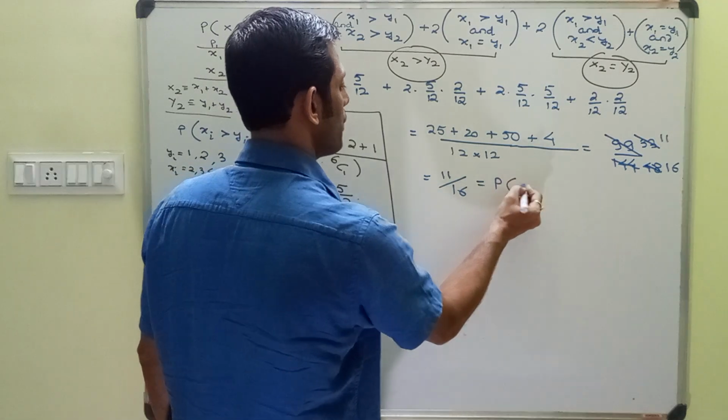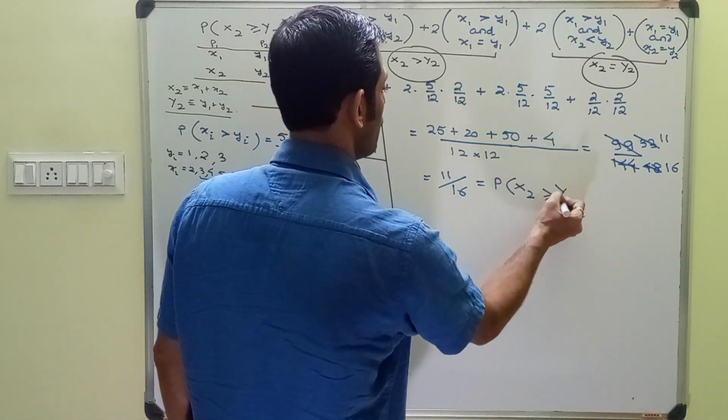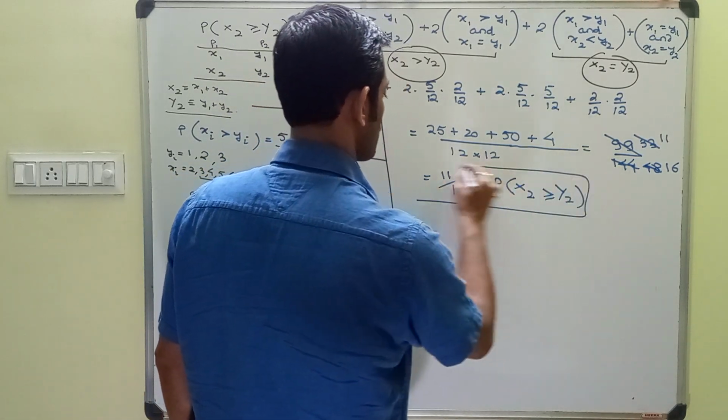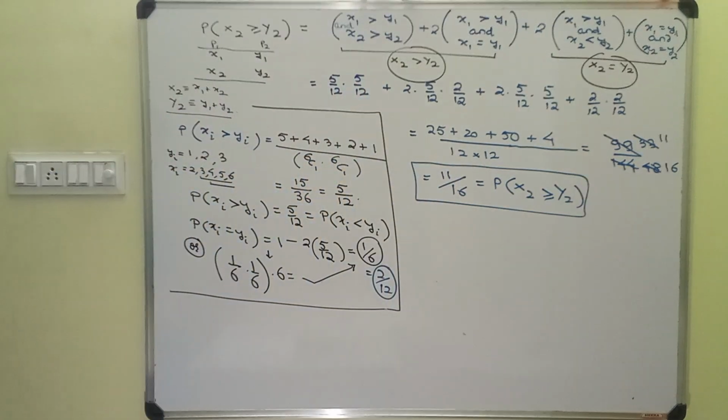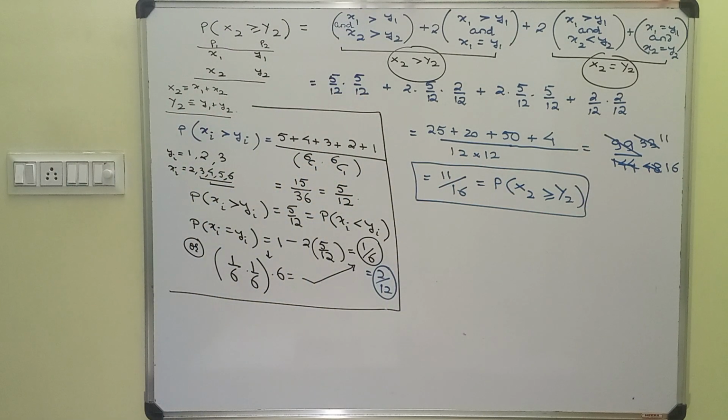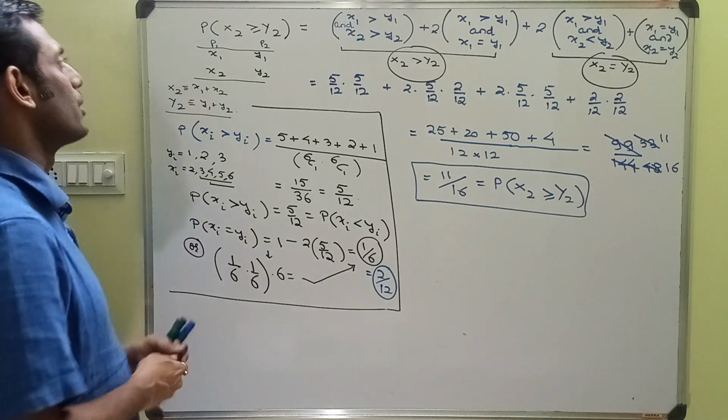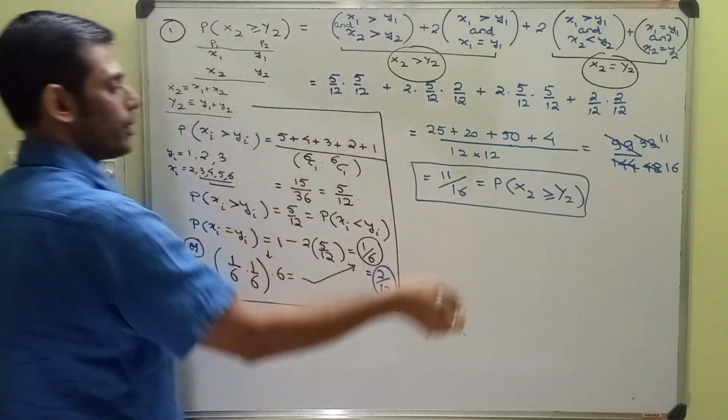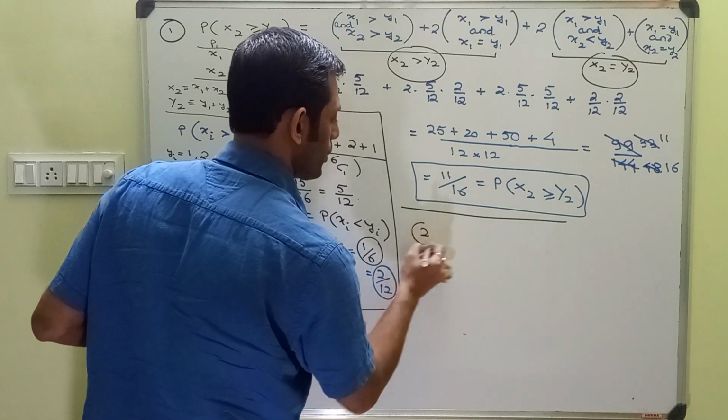This is the answer for P(x2 >= y2). This is question number 1, and its answer is 11/16. Yes, this is the right answer. Now, the next question asks P(x2 > y2). Second question. This was your question number 1.